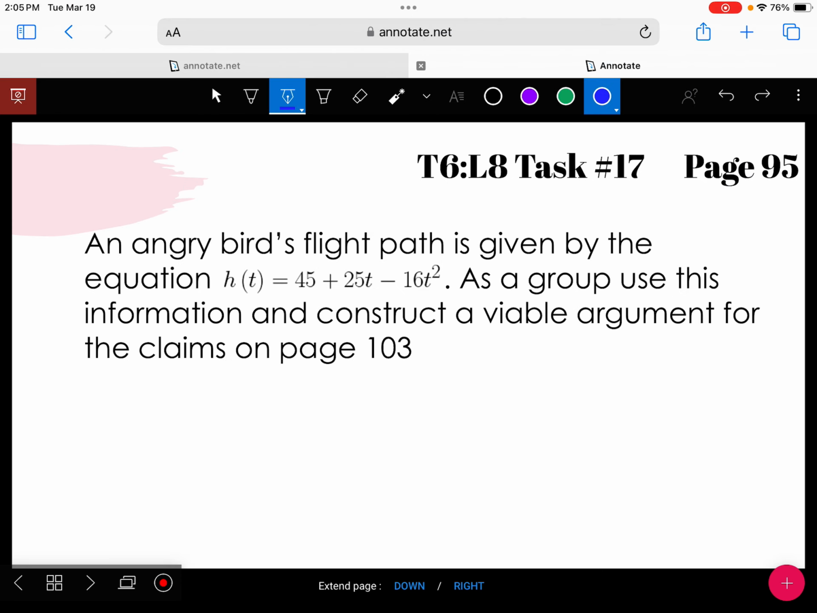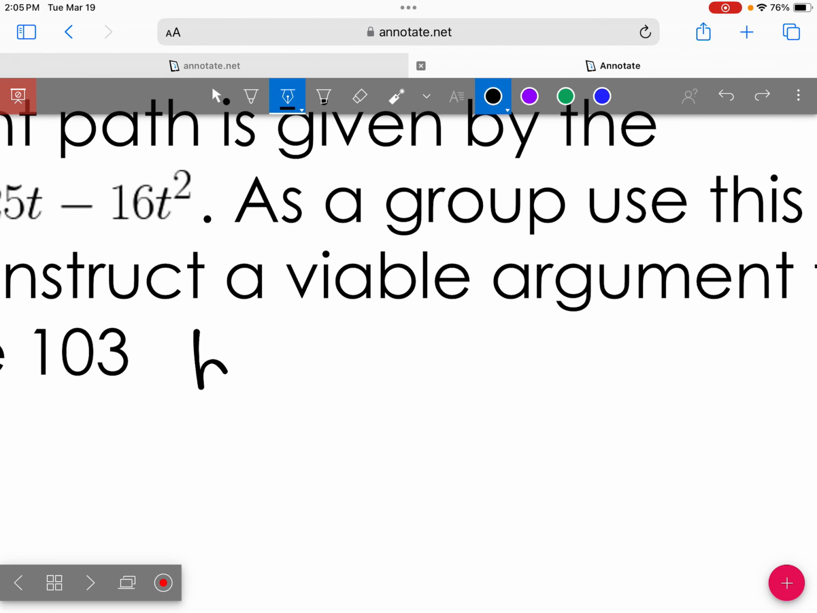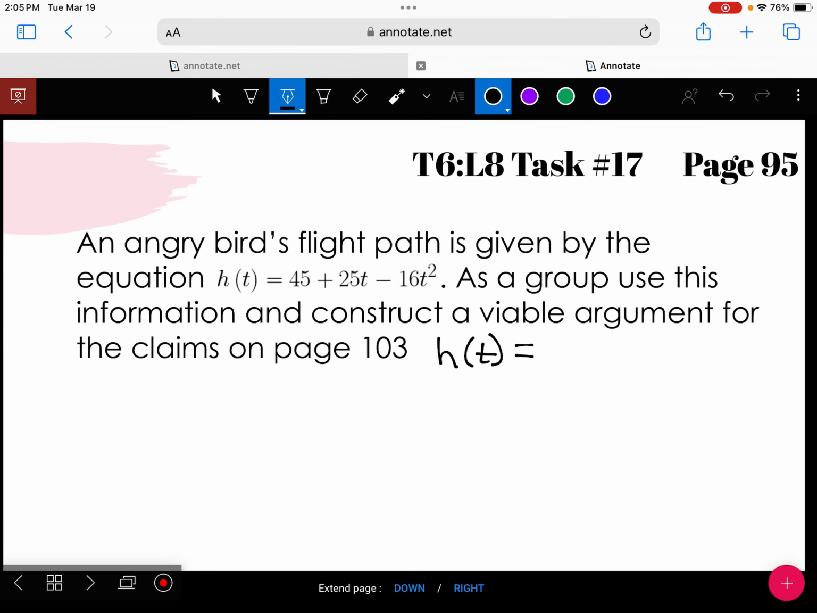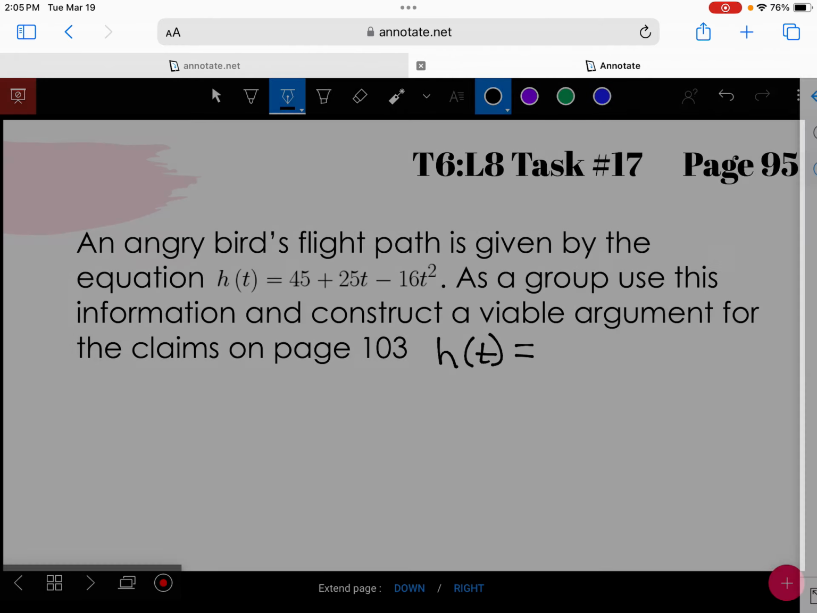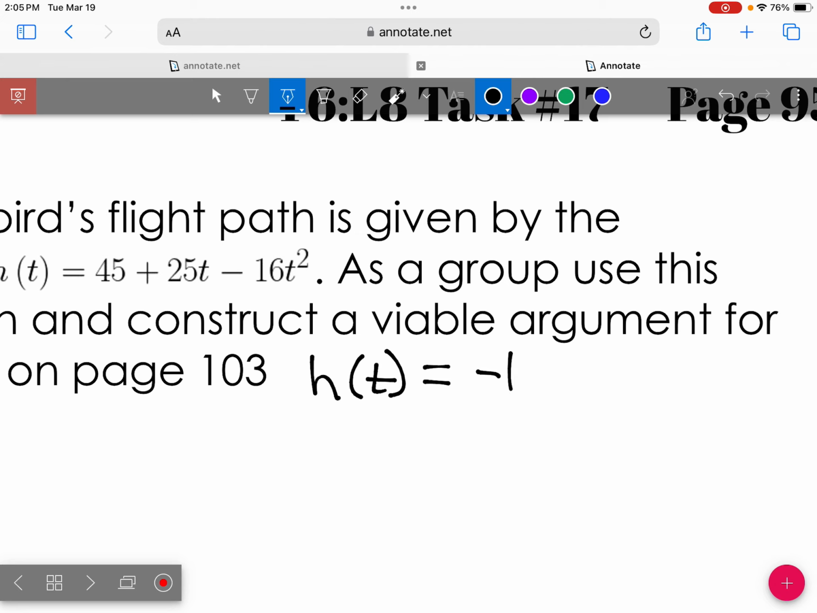Yes, the squared value is your A. Correct. So if it helps, rewrite it. We can rewrite this as h of t equals minus 16t squared plus 25t plus 45. Absolutely fine. You can absolutely rewrite it like this if it helps you.